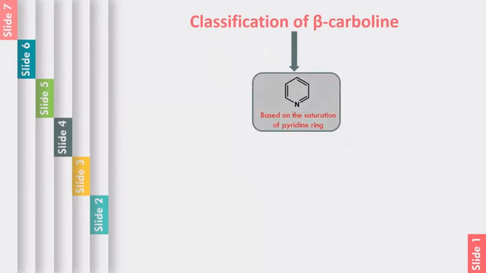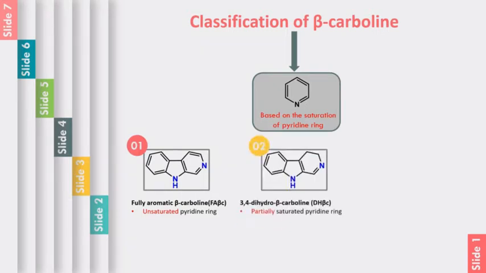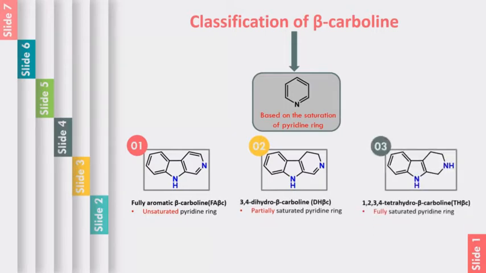Beta-carboline can be classified into 3 compounds based on the saturation of its pyridine ring. The first compound is fully aromatic beta-carboline, which consists of an unsaturated pyridine ring. The second one is the dihydro-beta-carboline, which consists of a partially saturated pyridine ring. And the last one is tetrahydro-beta-carboline that consists of a fully saturated pyridine ring.